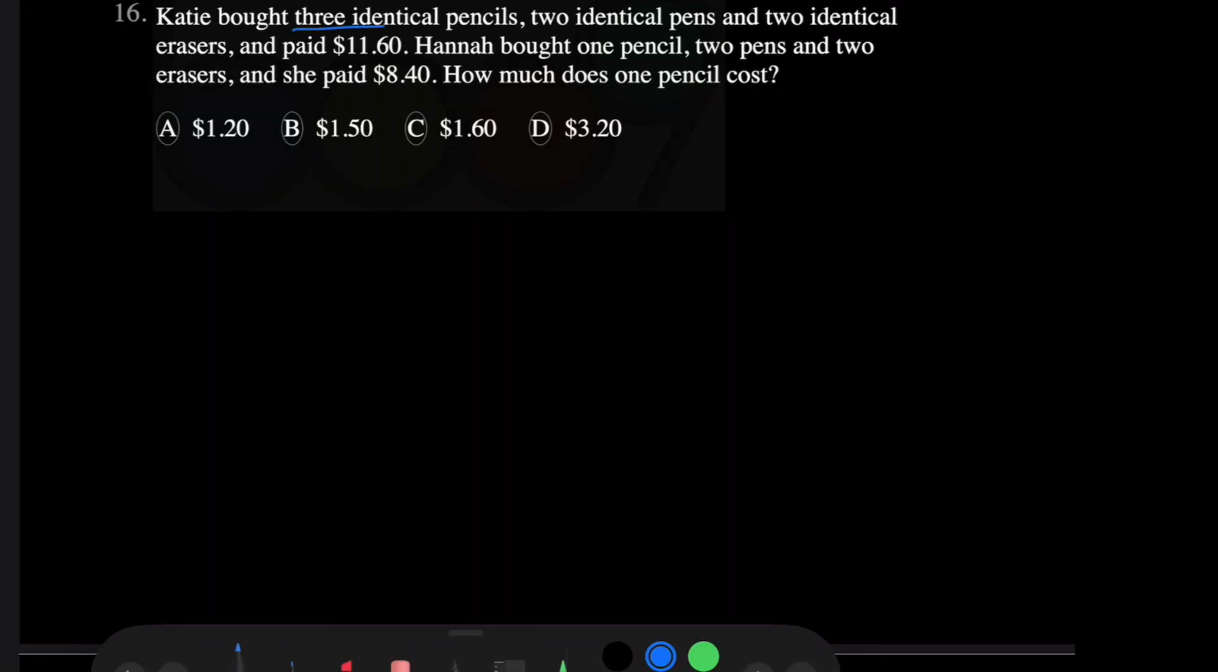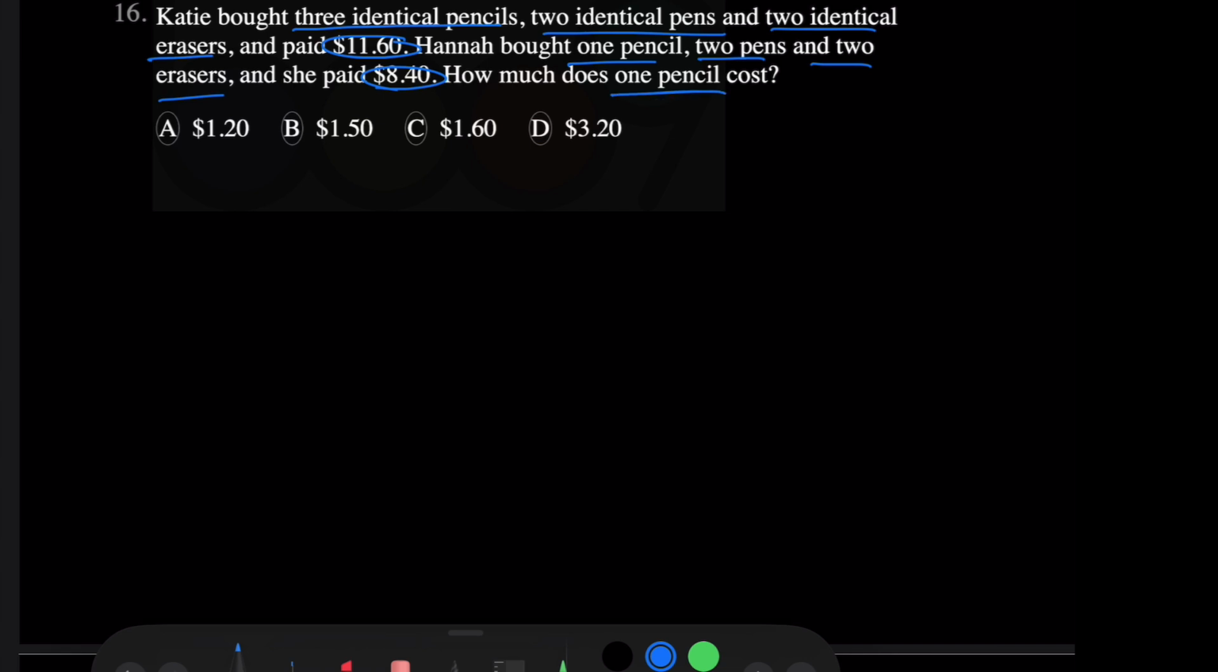Katie bought 3 identical pencils, 2 identical pens, and 2 identical erasers and paid $11.60. Hannah bought 1 pencil, 2 pens, and 2 erasers and paid $8.40. How much does 1 pencil cost?